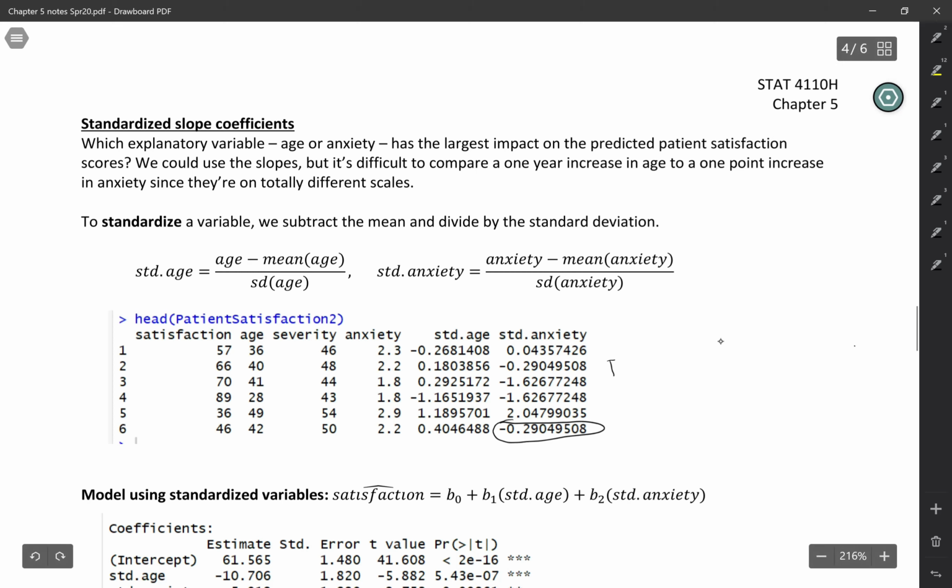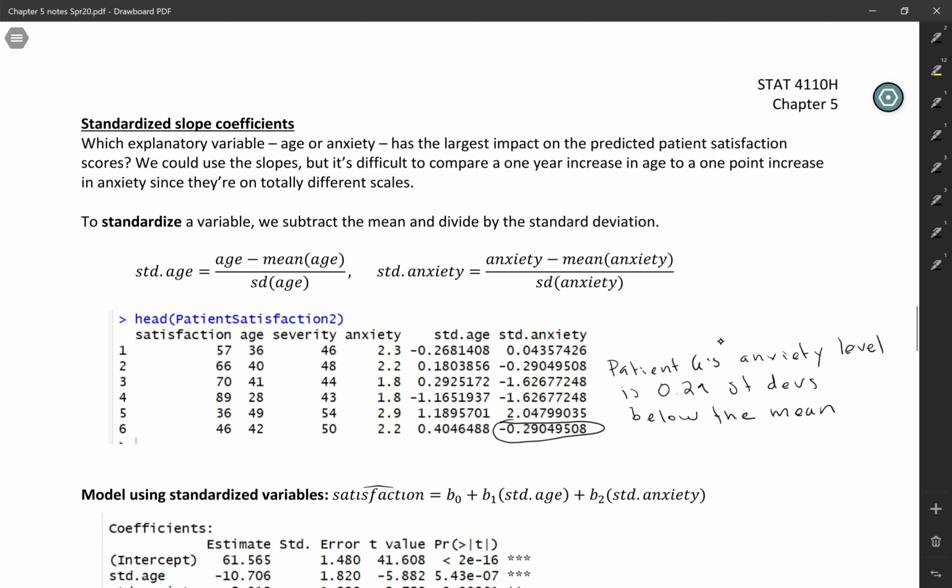So what this is telling us is that for patient 6, patient 6's anxiety level is below the mean, right? It's a negative number, so it's below the mean. And we're not just looking at the distance below the mean, we're looking at how many standard deviations below the mean. So patient 6's anxiety level is 0.29 standard deviations below the mean. So if you remember from your intro class, a z-score, that's essentially what this is. We have the z-score for each of these variables. And then you plug them into your model just like you would any other variable.